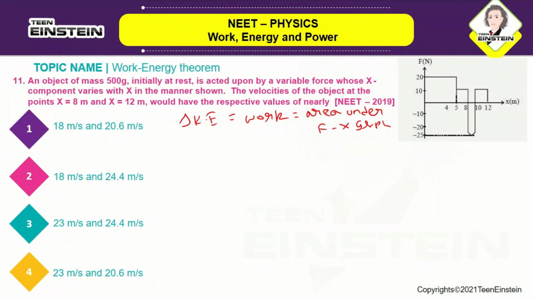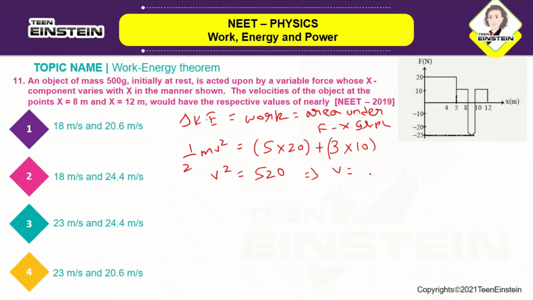From x equal to 0 to x equal to 8, we will have half mv square equal to 5 into 20 plus 3 into 10. This is the area under the graph, and if you solve this, you will get the v square value as 520, or v is equal to root of 520, which is equivalent to 22.8, or 23 meter per second. So, we have calculated the first velocity value, which is 23 meter per second.